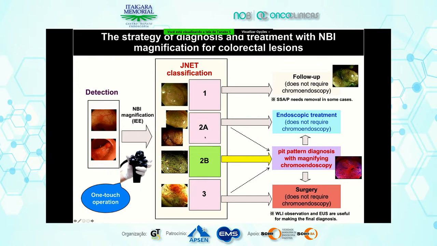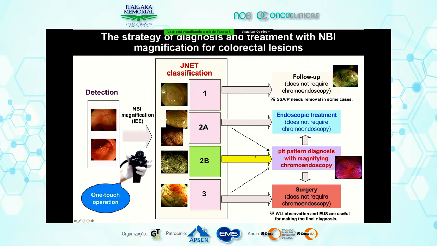JNet type 2A can be treated by endoscopic treatment because type 2A contains mainly intramucosal lesions. Type 3 lesions should go to surgery because of deep invasive carcinoma. But as for type 2B, this typing contains various types of lesion from adenoma to SM deep invasive carcinoma. We cannot select an adequate treatment method only by NBI magnification.